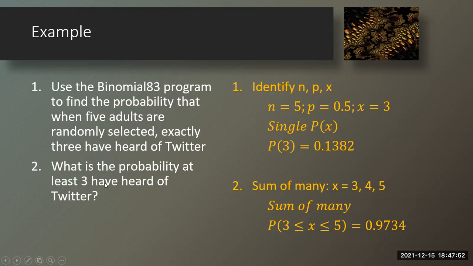Now, let's take a look at this one right here. This is the probability that at least 3 of the 5 adults selected have heard of Twitter. This is a sum of many. That means I need to know the probability that X could be 3 or 4 or 5. Essentially, it's the addition rule for probabilities here, and it's a sum of many. So this is really what I'm going to be seeing once I take a look at my calculator. Now, here's the issue that we face with our calculator.